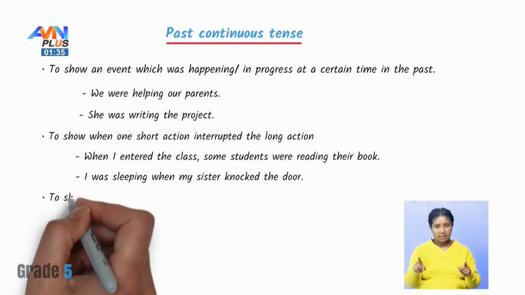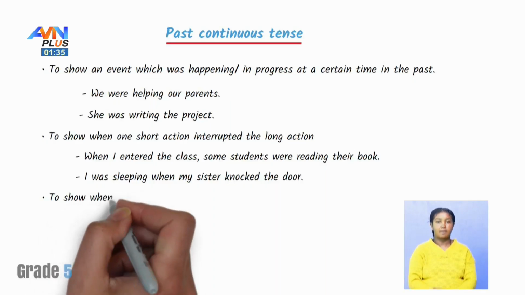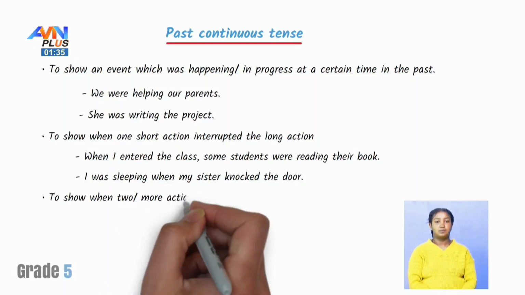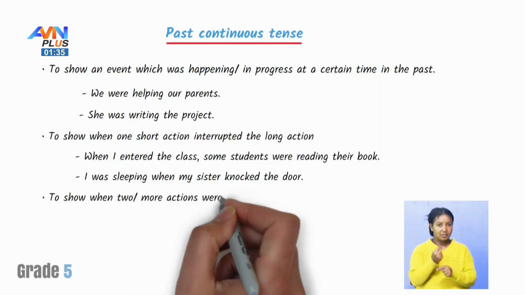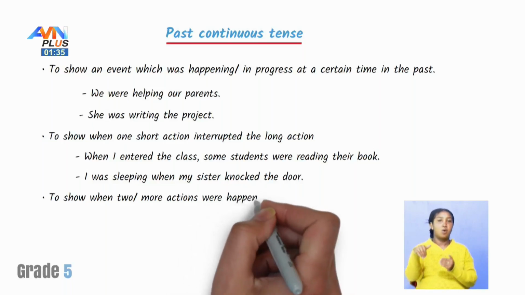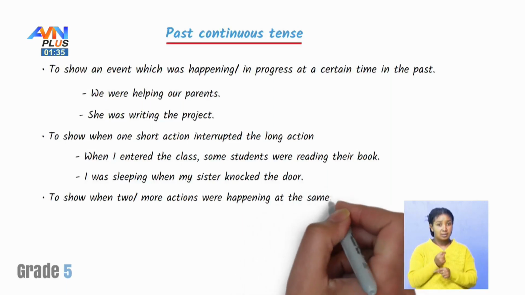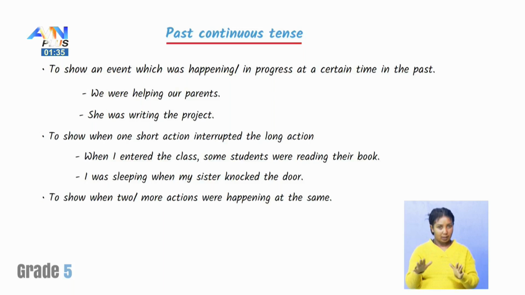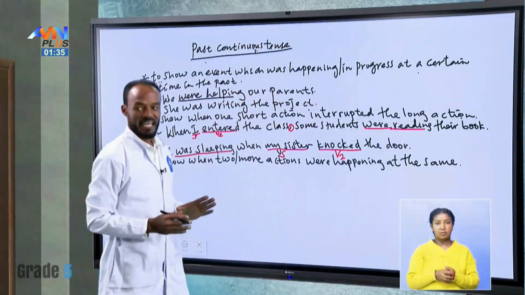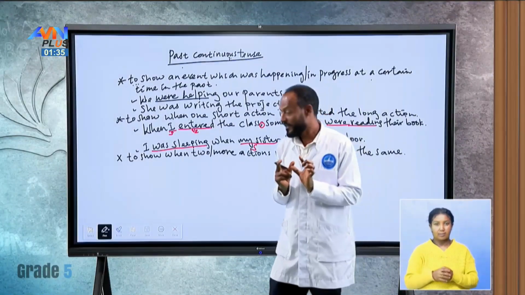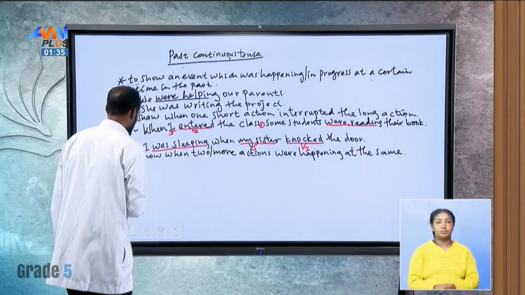Past continuous tense is used to show when two or more actions were happening at the same time. At the same time, we can use it. In this sentence, most of the time, we use while. Okay? Come on here. Let me give you an example.